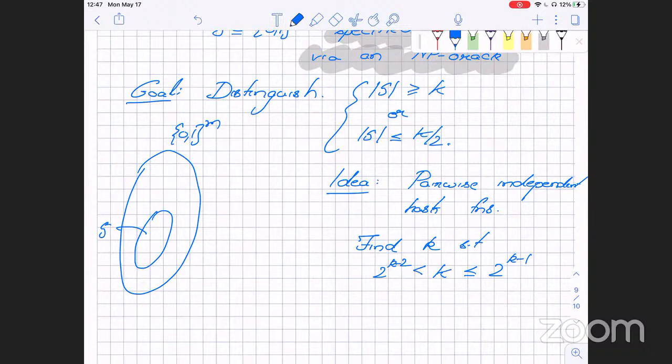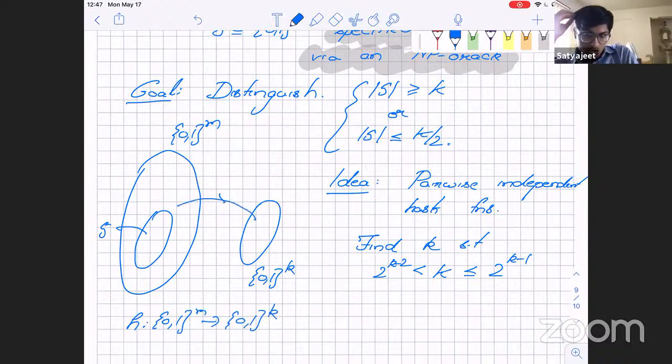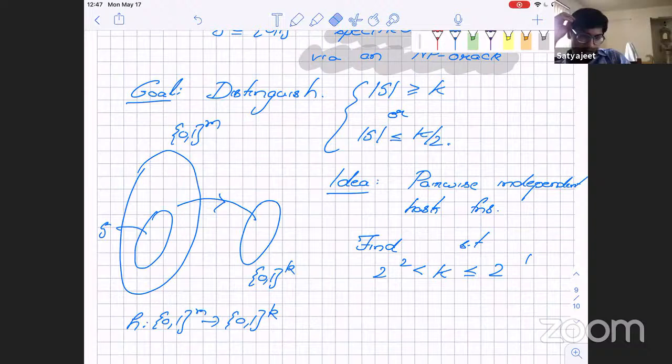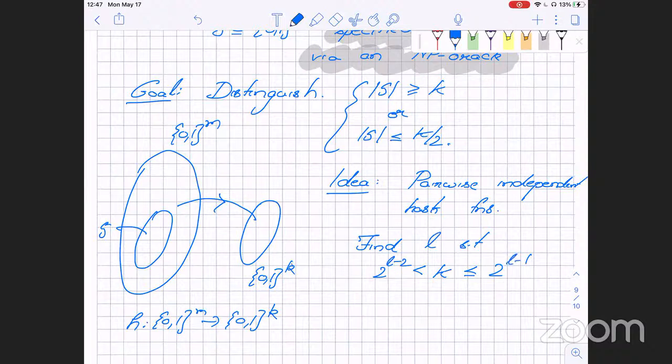The idea will be, we'll look at this space {0,1}^k, and at hash functions from {0,1}^m to {0,1}^k. So this hash function is mapping this whole space. Can you change the notation of small k? It's getting a bit confusing with the capital. Okay, let me call it L. Find L such that 2^L minus 2, 2^L minus 1, and {0,1}^L. That's going to be the idea.